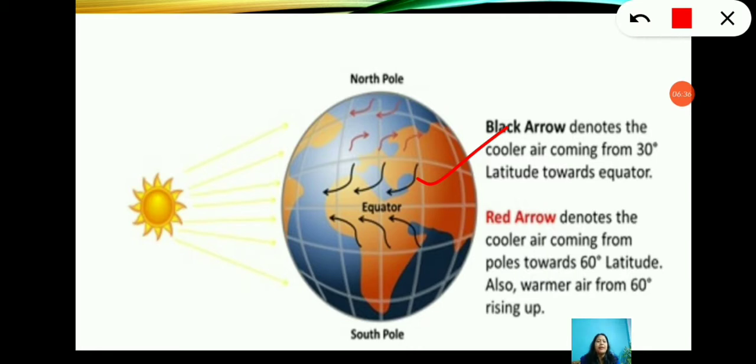And the red arrow denotes the cooler air coming from the poles towards 60° latitude. Also, warmer air from 60° is rising up. So you can see here the red arrows rising up. This is telling us about the warm air. Warm air being lighter, it is rising up and moving towards the poles. I hope this drawing is clear, students.